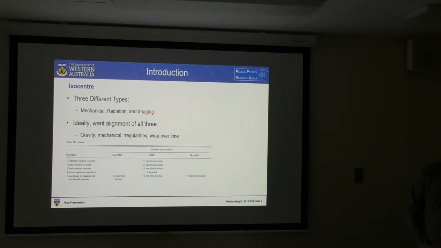Another important concept with regards to this project was that of the isocenter, of which there are three main types: the mechanical, the radiation, and the imaging. Ideally, we want an alignment of all three isocenters. However, this is not always the case, as the isocenter tends to move around with gravity, mechanical irregularities of the machines, as well as wear over time. Down here are the guidelines for isocentricity as of TG142.